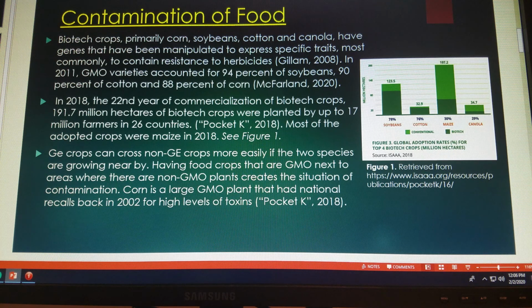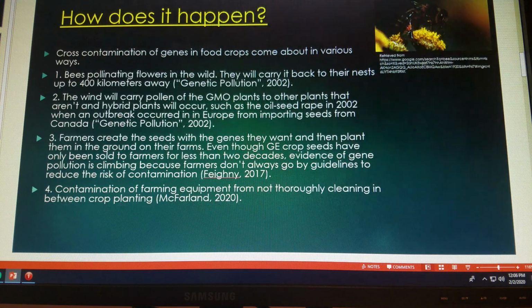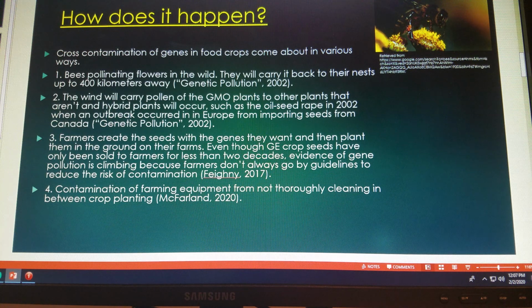Genetically engineered crops can cross with non-genetic crops more easily if two species are grown nearby. Just having them out in the open growing without any type of protection can definitely create problems and contamination in the environment around them. How does this happen? There are a couple of things. Bees carry pollination, so of course they can carry pollen from these GMO crops into crops that are non-GMO, and so we can get contamination by that. We can also get contamination from wind.